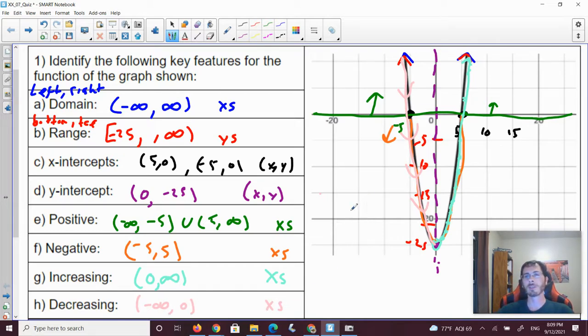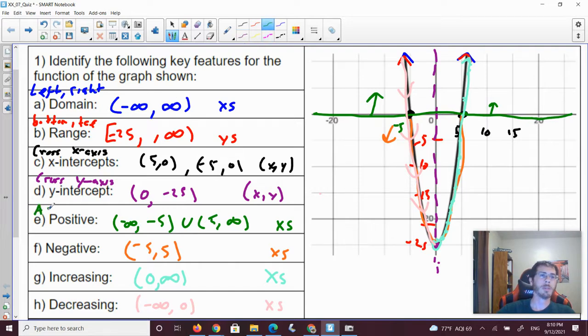Those are just x's. So there's a lot to answer for this one question. But again, this is like those homework questions that we did where there was just a bunch of parts that they throw at you all at once. This is just identifying all the key parts to this one graph. So again, domain is left to right. Range is bottom to top. The x-intercepts are where we cross the x-axis. The y-intercept is where we cross the y-axis.